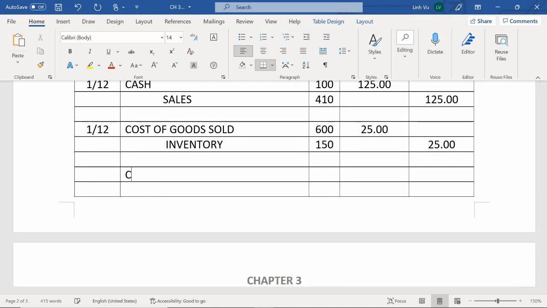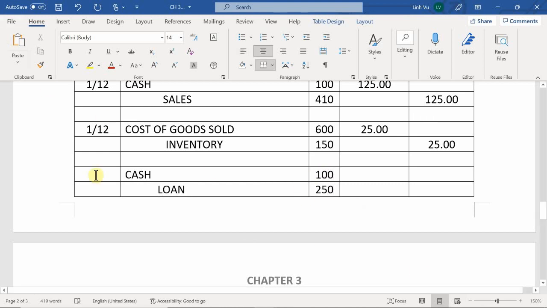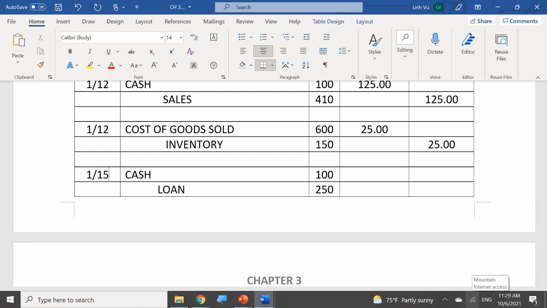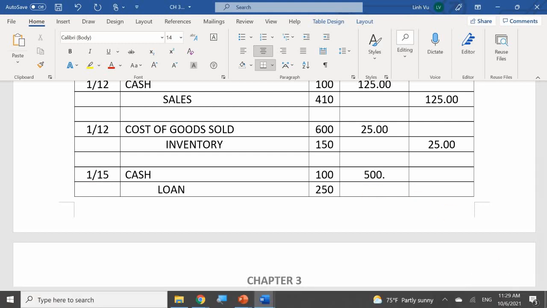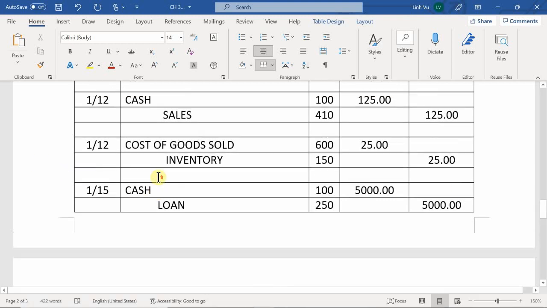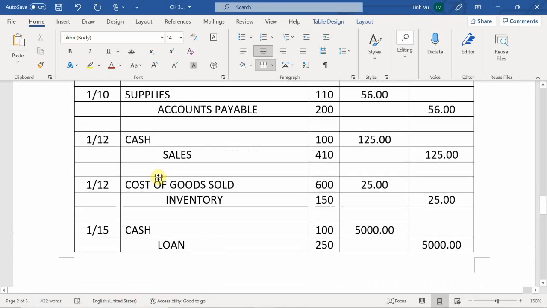So in this case, we're getting cash and we have a loan, okay? Account number 100, and I believe loans was 250, and this is on January 15th. And again, we increased our cash flow by $5,000, and of course, we also increased the money that we owe to the bank by $5,000. Excellent, excellent, excellent. Okay, good.